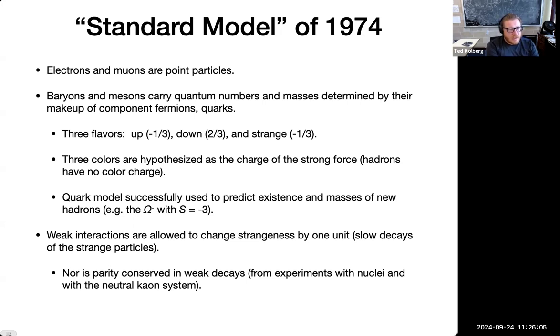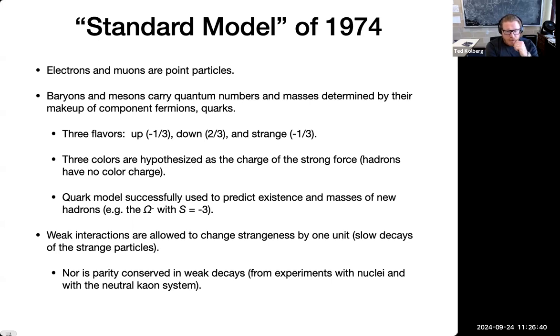This SU(3) symmetry that inspired the eightfold way suggests that there might be 3 color charges that these quarks can have. So color is hypothesized to be the charge of the strong force, and hadrons have no color charge, either because they are formed of a quark-antiquark pair of opposite color, or they have 3 component quarks in the case of baryons, each with their own color charge, which cancel out. The quark model is successfully used to predict the existence and even estimate the masses of new hadrons.